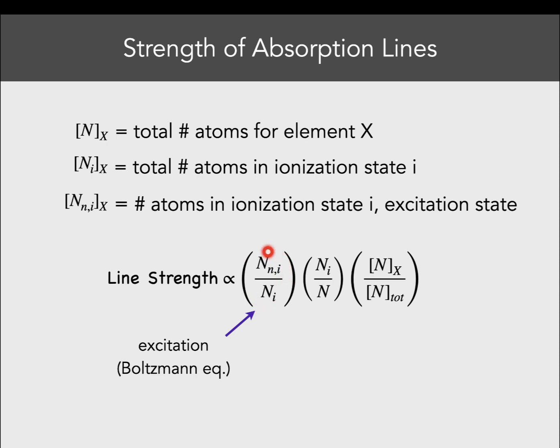This first term tells us about the excitation of the atom, which is given by the Boltzmann equation. The second term tells us about the ionization state, which will be described by the Saha equation. And the last term tells us about the abundance, or how common a particular element is in the star compared to the total.